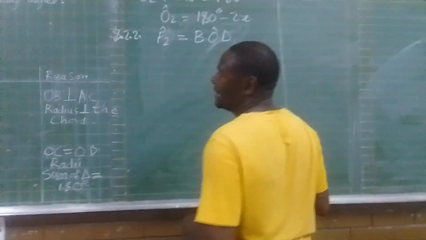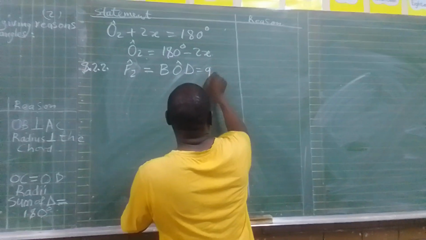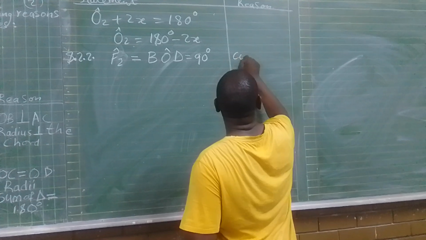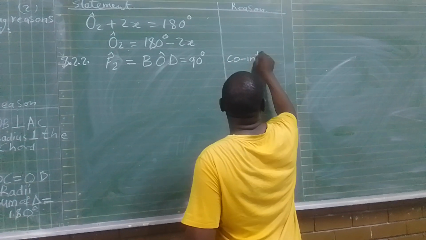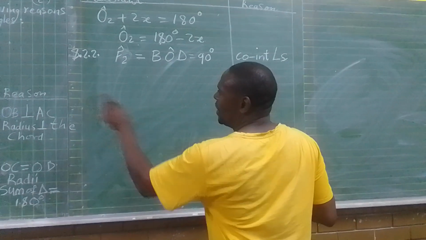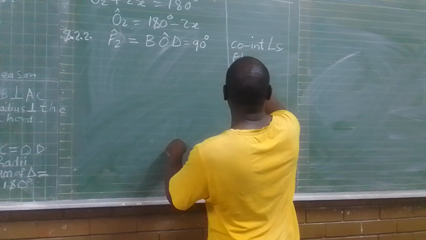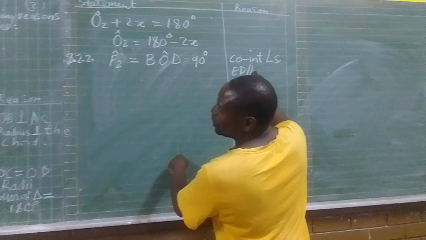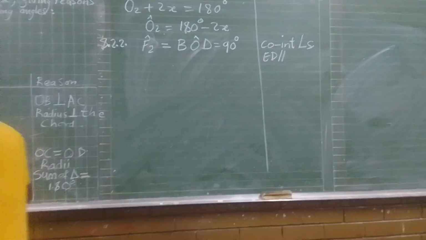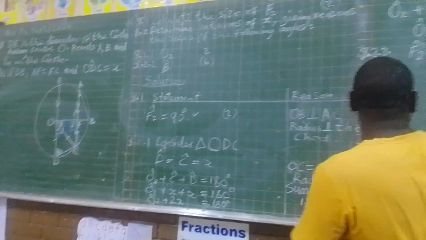What is the reason for that? They are 90 degrees. They are co-interior angles. For what condition? For ED parallel to AC. It was given. AC, not AB, AC.